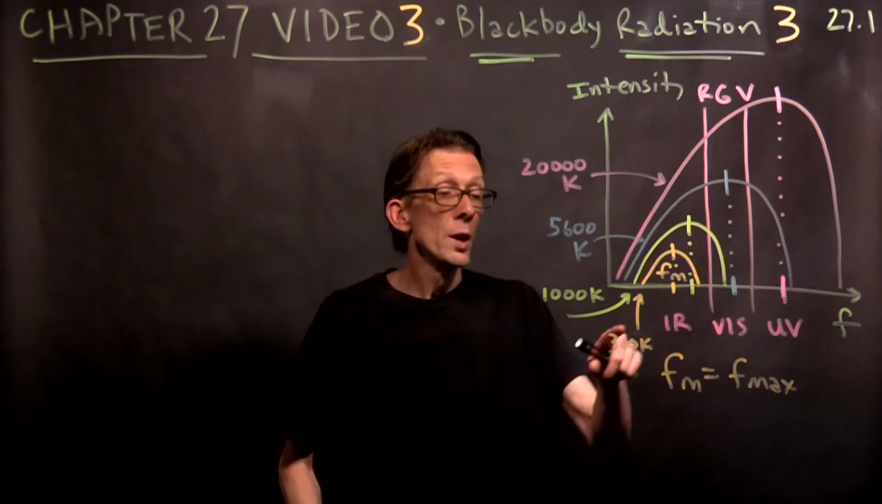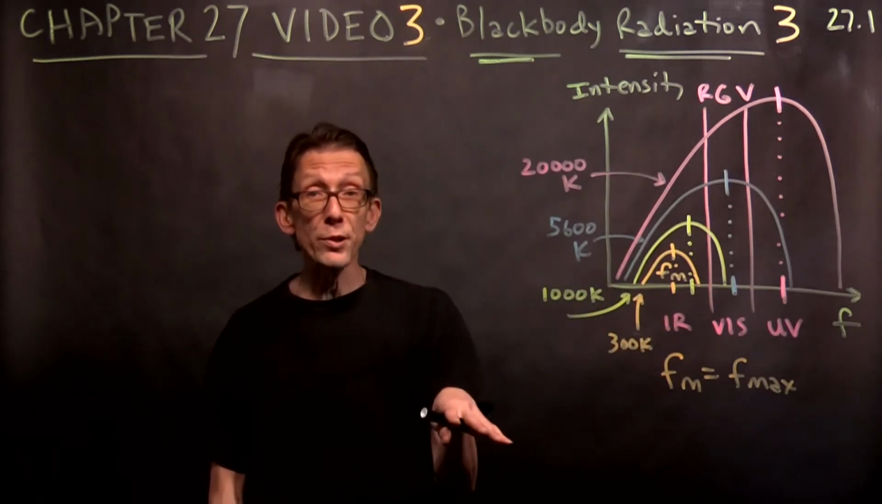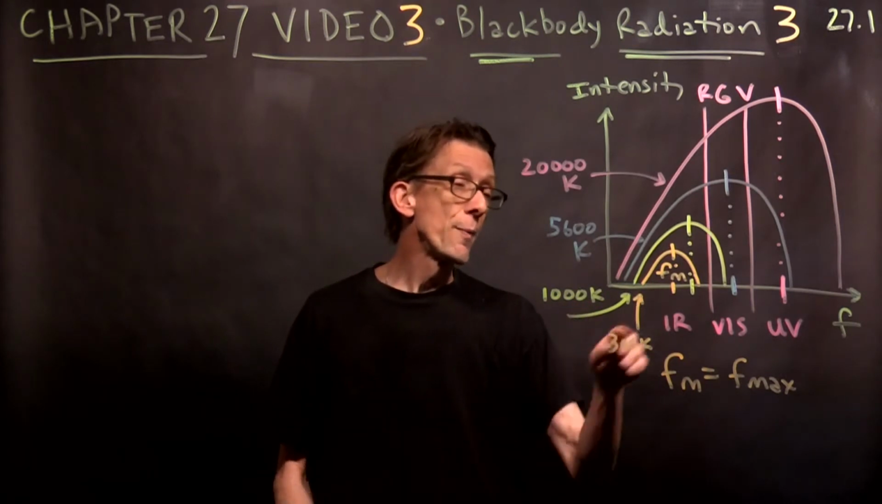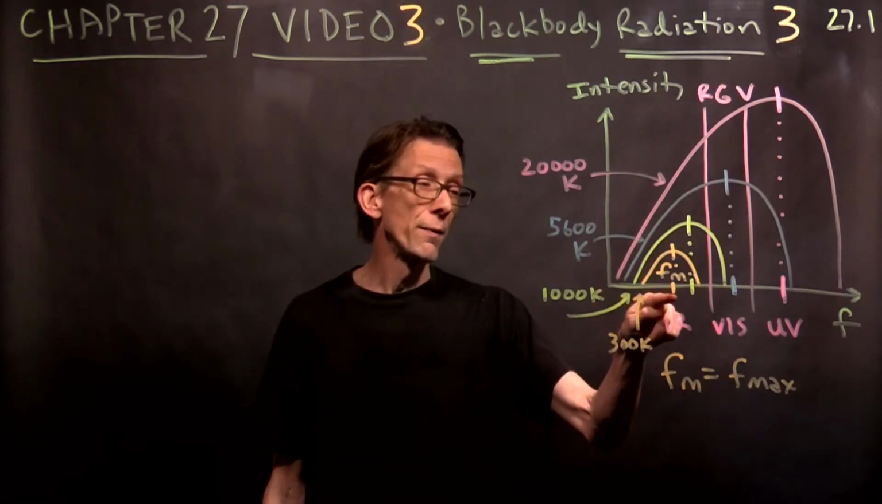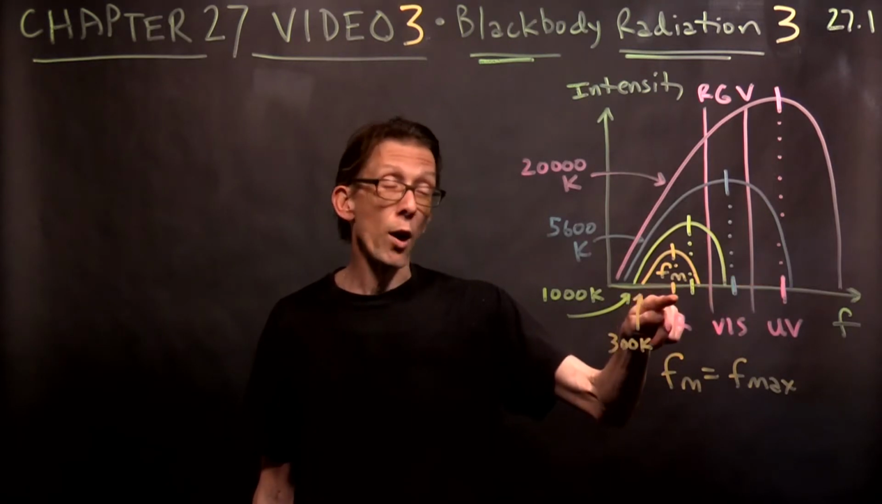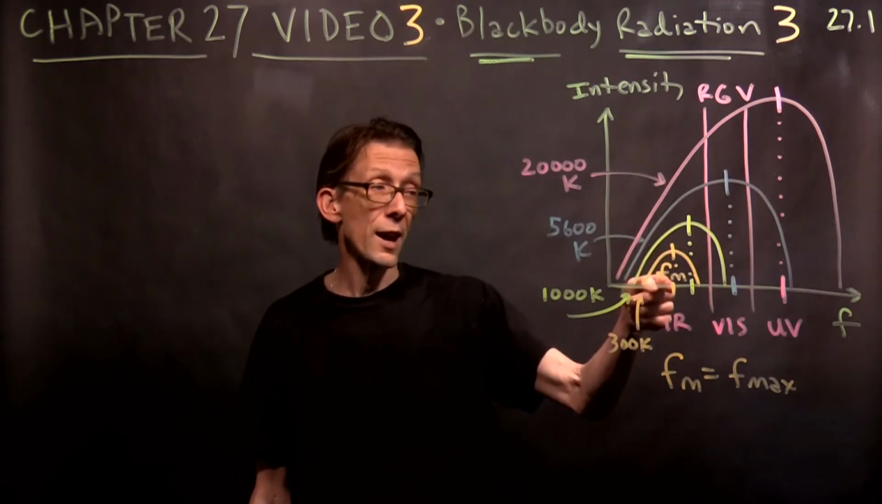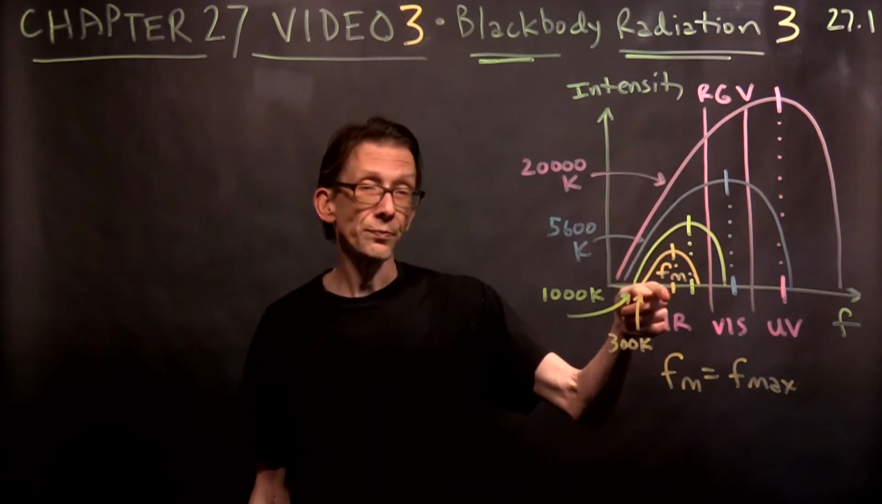So notice here, when we had our eye of the stove off, at room temperature, 300 kelvins, our f max was down here. I've marked f max along the x-axis, right there where that orange line is down there. That's the value along this line here. That's f max at 300 kelvins.